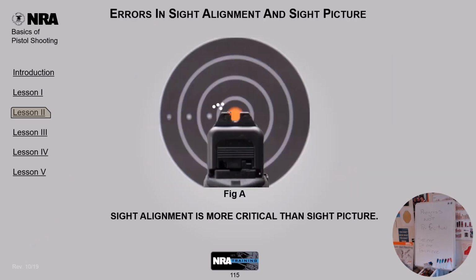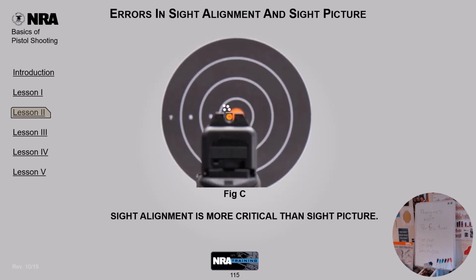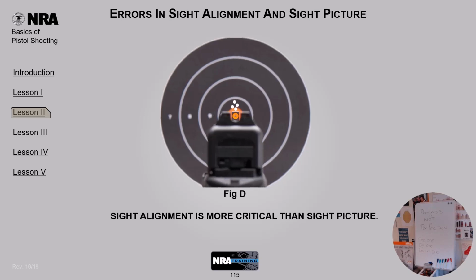All right, here are some errors in sight alignment. As you look at this, you can see that the front sight is off to the left, and that's where the bullet hits are going. Here you can see that it's off to the right, and that's where the bullet hits are going. Here we have the equal height, equal light, but the entire gun is slightly off to the left. And now everything is just so.